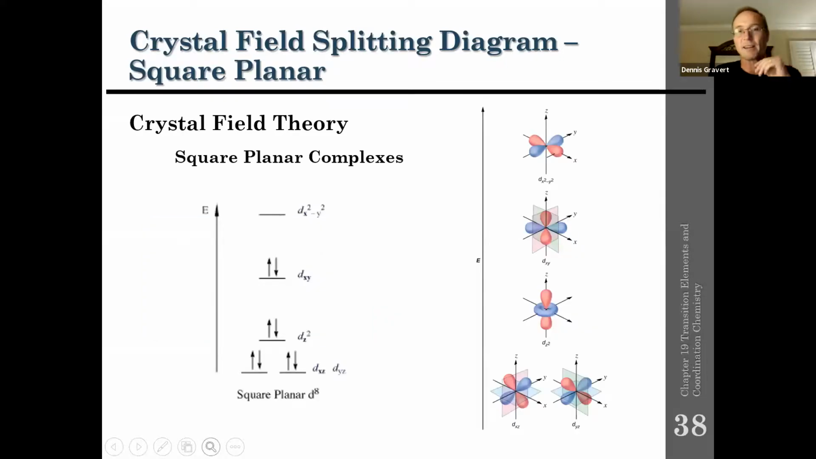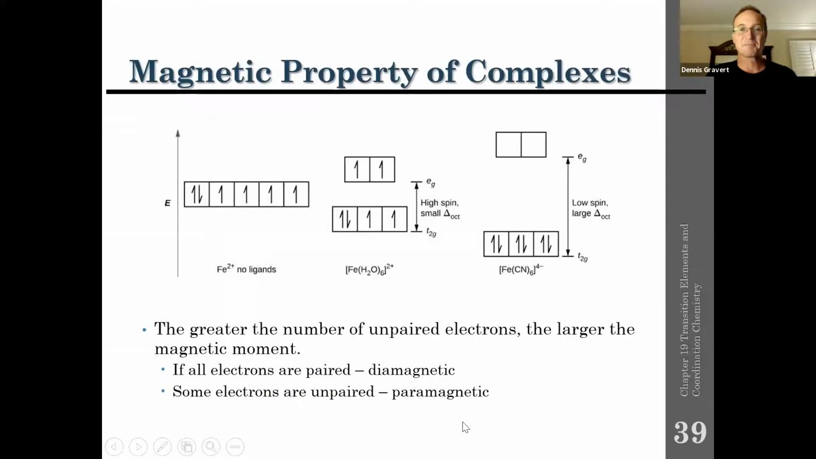Square planar, there's even another diagram here. Again, it just depends on who's bumping into who. And it wasn't 3 up, 2 down, it's 2 and then 3 stack up like that. Yikes. Not going to cover it.